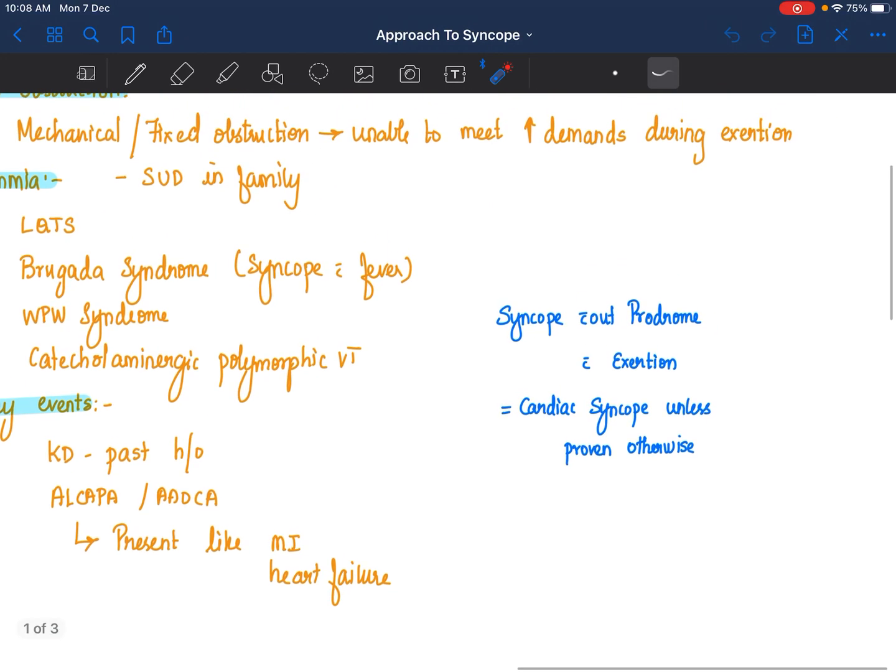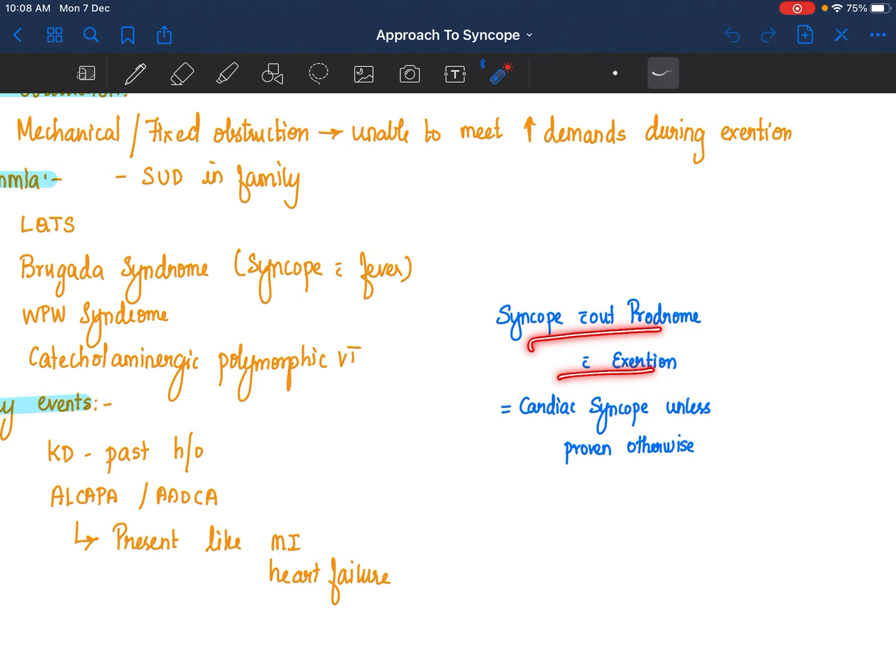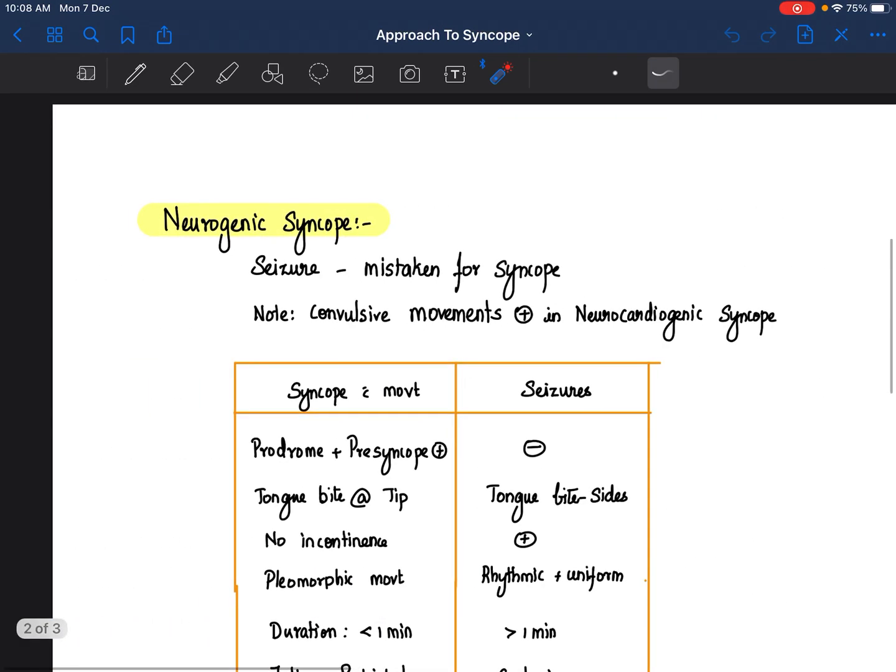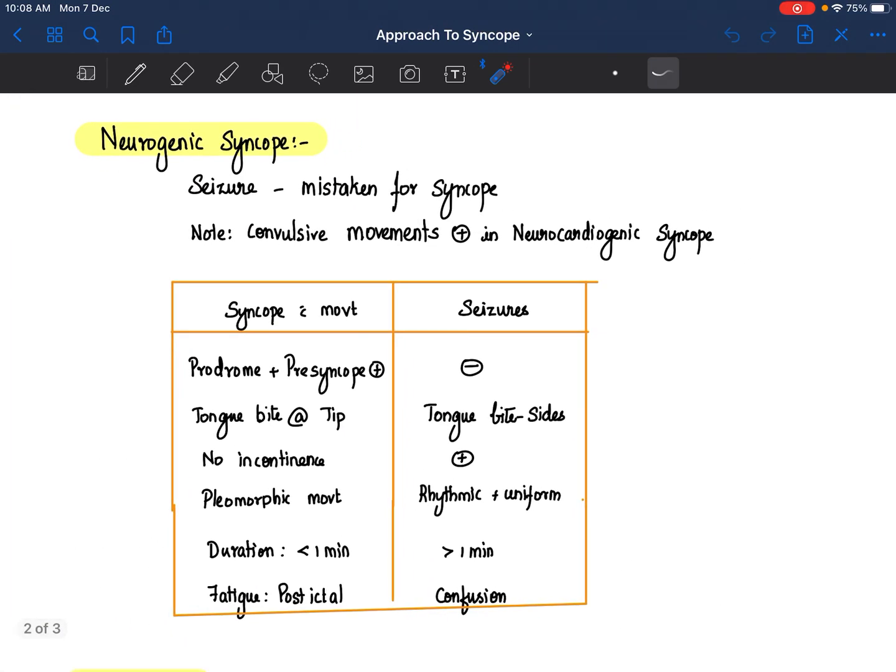So always remember, syncope without prodrome with exertion is cardiac syncope unless proven otherwise, and you need to rule out cardiac syncope with history, examination and your ECG. So that brings us to neurogenic syncope. Neurogenic syncope, by that I mean a seizure.